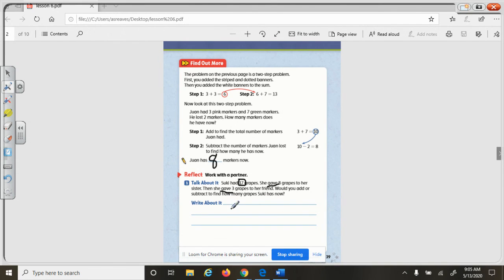So we can say that Suki had 17 and gave 8 away. 17 minus 8 is 9. That's step 1. Now she has 9 left. She gives 3 to her friend. And I want you to figure out the total answer. How many would Suki have left?